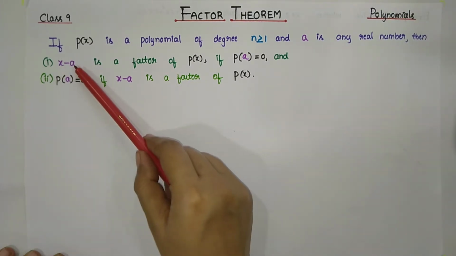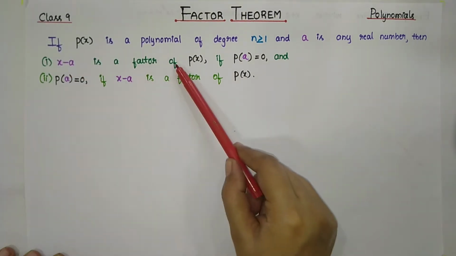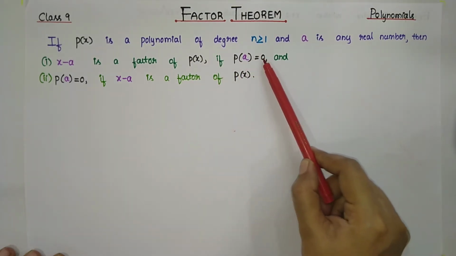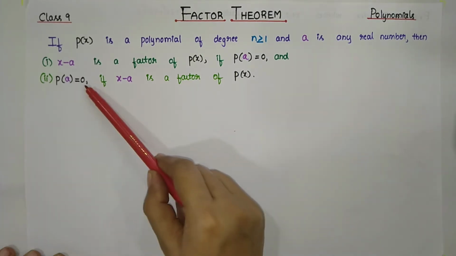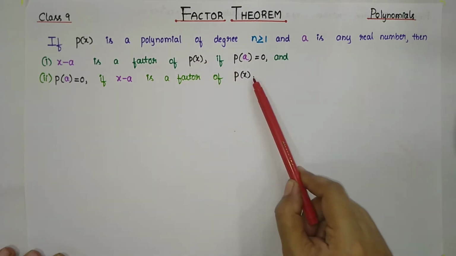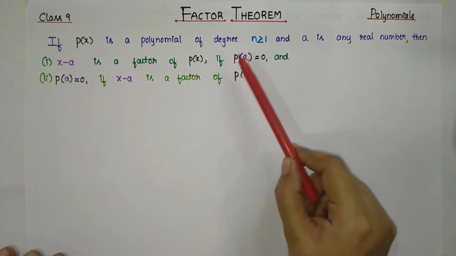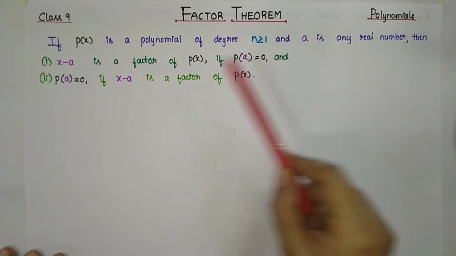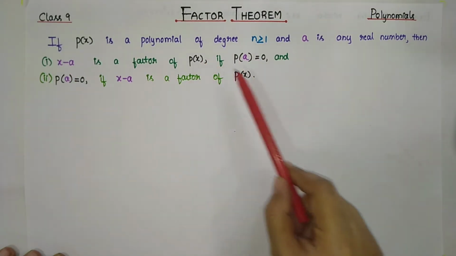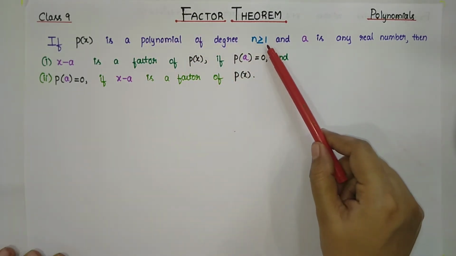Then x minus a is the linear polynomial, considered as a factor of the polynomial p of x if p of a equal to 0, and conversely p of a is equal to 0 if x minus a is a factor of polynomial p of x. That is, x minus a is a factor of the polynomial p of x if p of a equal to 0, and p of a is equal to 0 if x minus a is a factor of the polynomial p of x, where p of x is a polynomial of degree greater than or equal to 1 and a is any real number.